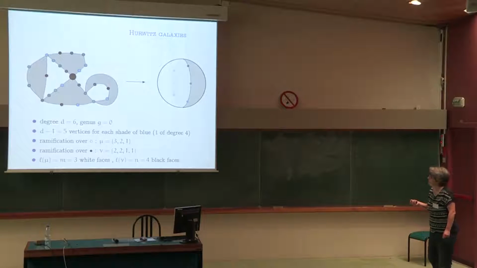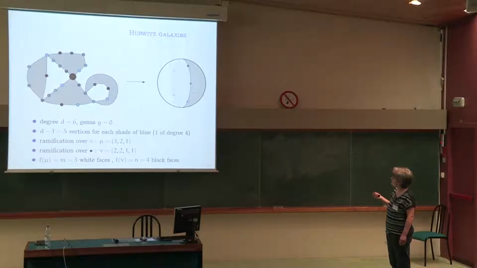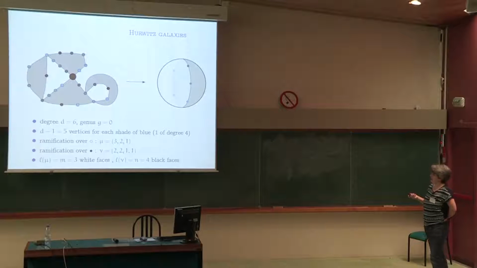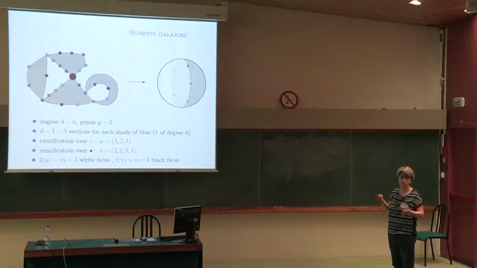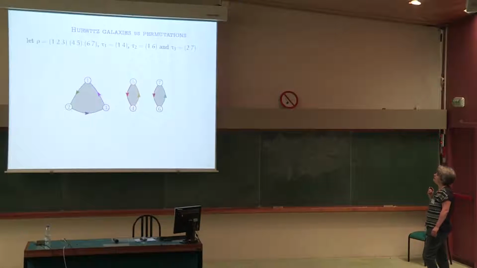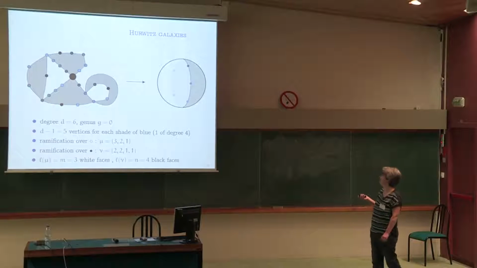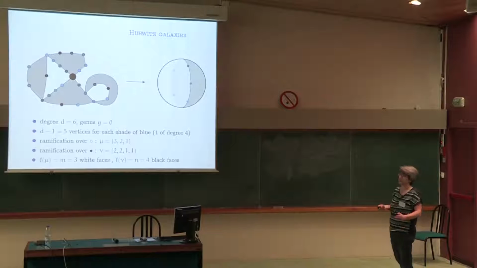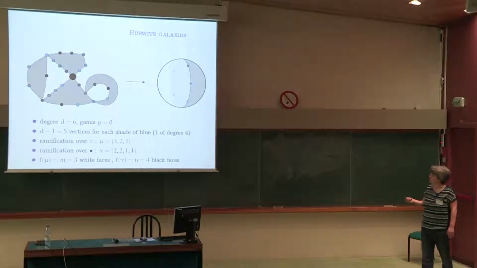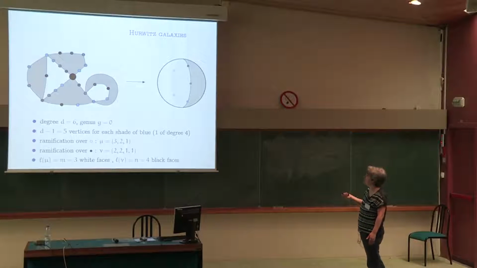The ramification over white and black are given, up to a factor R, by the degrees of the corresponding faces. And so, up to labelings, this describes the ramified cover. I will use actually my Hurwitz galaxies to explain what I didn't explain at the beginning: why the ramified covers and the products of permutations really are the same. So here I have a clear correspondence between ramified covers and my maps, my galaxy.